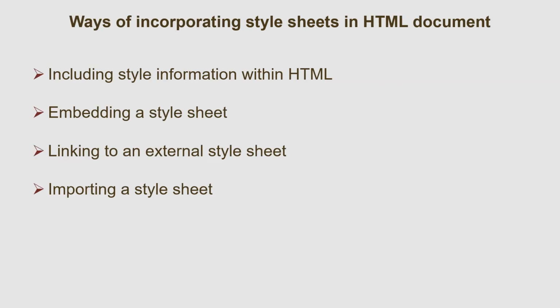Now let us see how we can include the style sheet in our HTML document. To incorporate the style sheet in an HTML document, we have four different ways. The first one is including the style information within HTML. The second one is embedding a style sheet. The next ones are linking to an external style sheet and importing a style sheet. These are the different ways we can incorporate the style sheet in our HTML document. Now let us see these in detail.